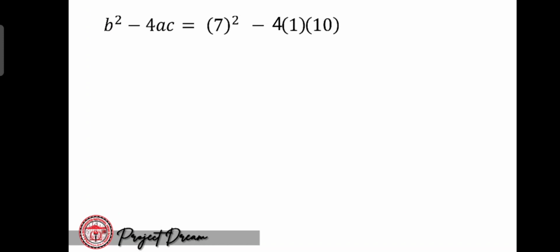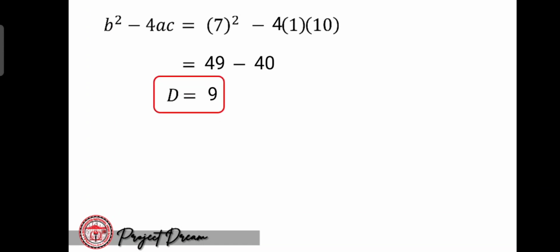Let us simplify. So we have 7 squared is equal to 49 because that is 7 times 7. And then copy the operation, which is subtraction. And then we have 4 times 1 is equal to 4. And then multiply it to 10, it becomes 40. And then we have 49 minus 40. So it is equal to 9. So the value of the discriminant is equal to 9.